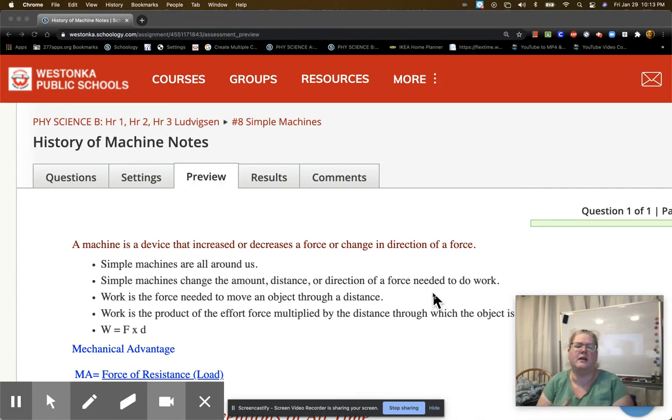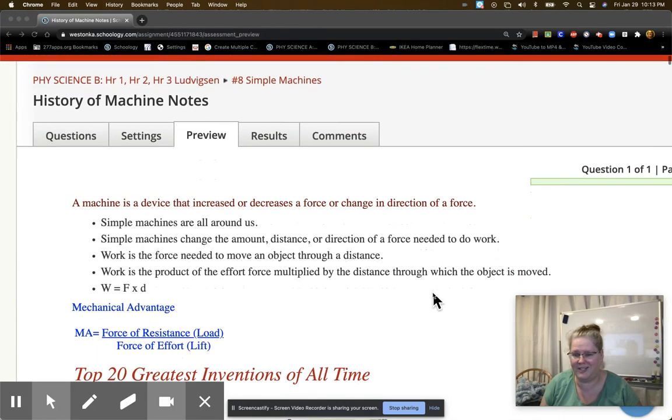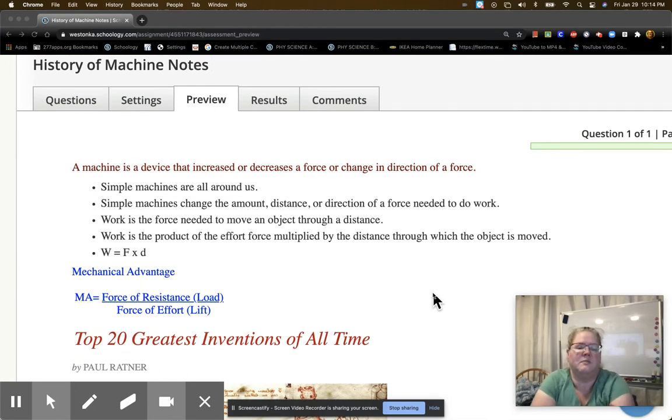But before we do that, let's take a look about what is a machine. Well, it's a device that increases or decreases the force or change in the direction of force. Simple machines are literally all around us. They change the amount, distance, force, or direction to do work. And work is the force needed to move an object through a distance. So that's right there. We have work equals force times distance.